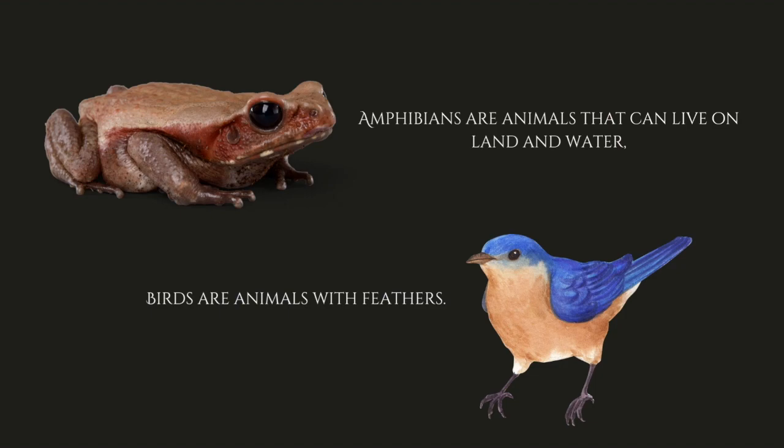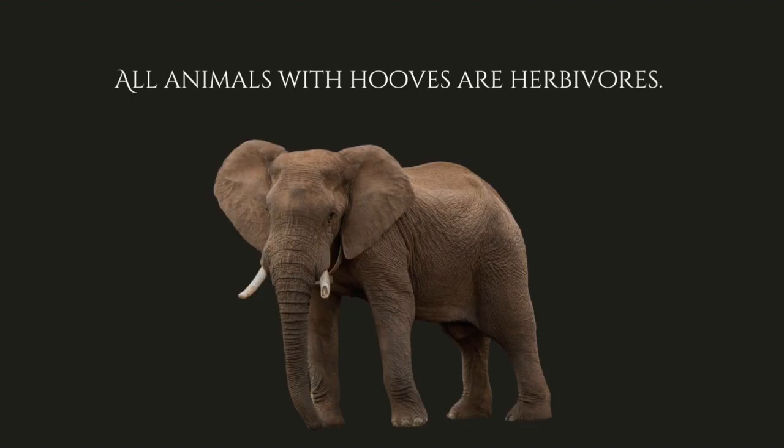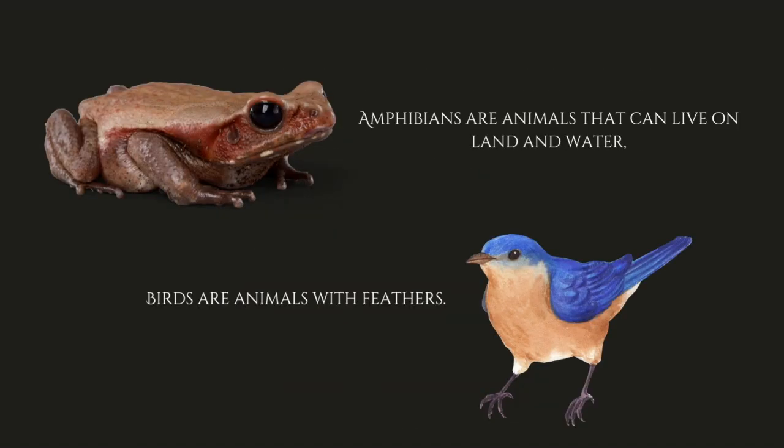Our last statement for this theory is amphibians are animals that can live on land and water. The term amphibians must cohere with the stipulative definition of the term amphibians in the empirical system of zoology.